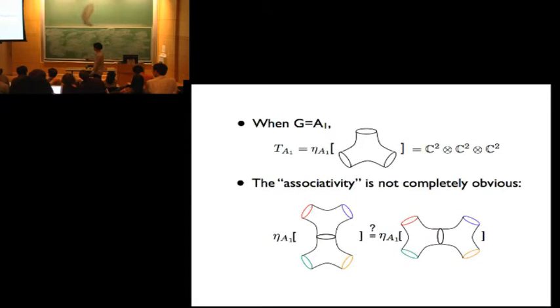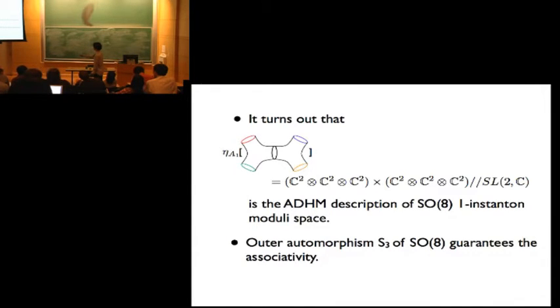So the associativity is not completely obvious, but in fact, it turns out that this hyperkähler quotient construction of this manifold is exactly the ADHM description of the SO(8) one-instanton moduli space. And SO(8) has an SU(2)^4 subgroup. These four SU(2) subgroups are embedded in a symmetric way inside SO(8). So that guarantees that there's a nice action exchanging these four SU(2) actions on this SO(8) one-instanton moduli space. So you can really check that, at least for this case, the axioms are satisfied. So for G equals A1, that is OK.